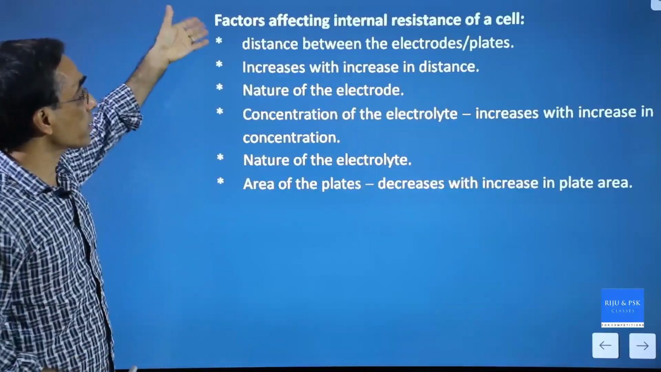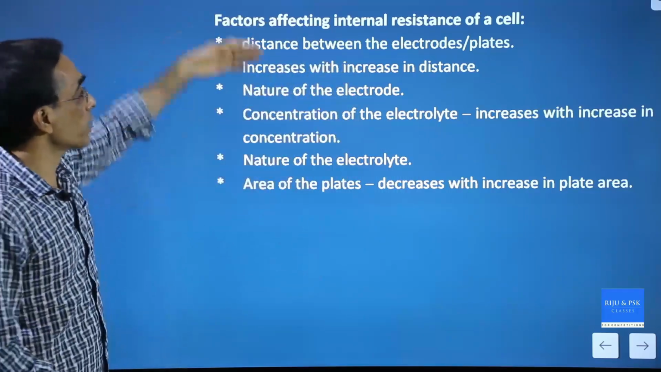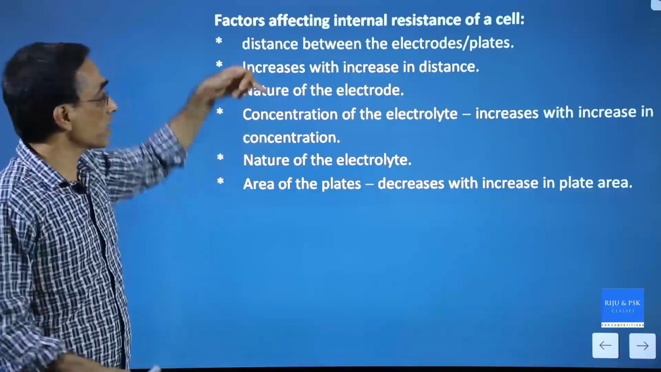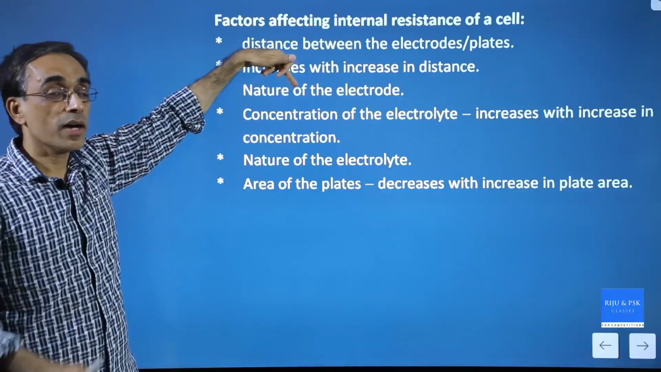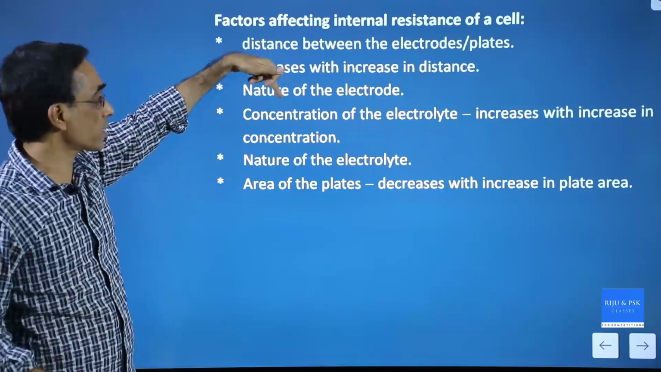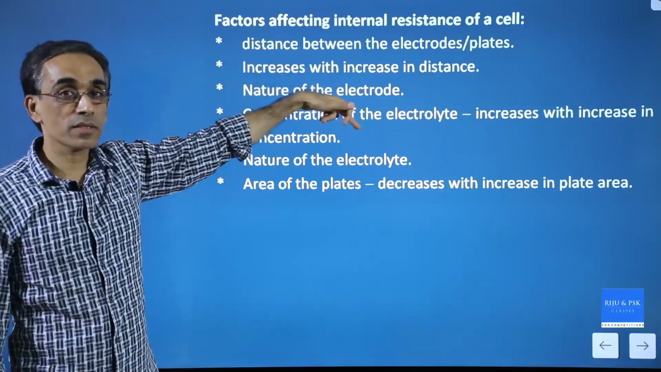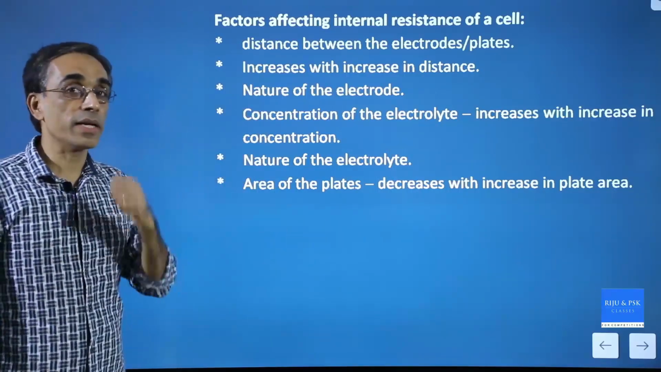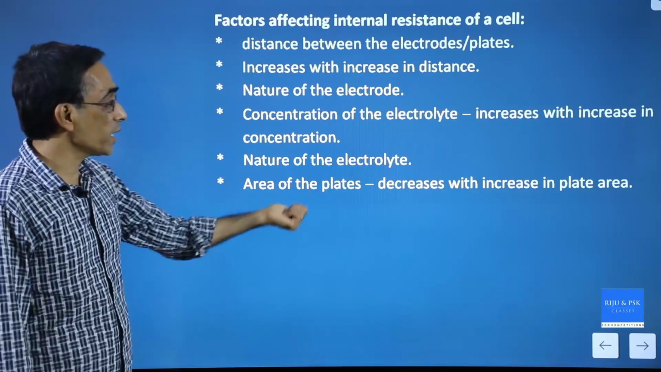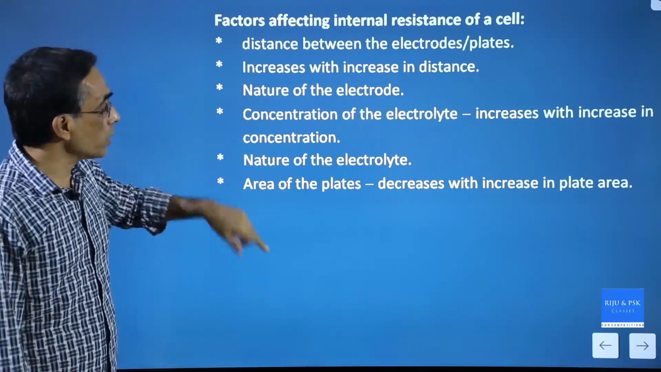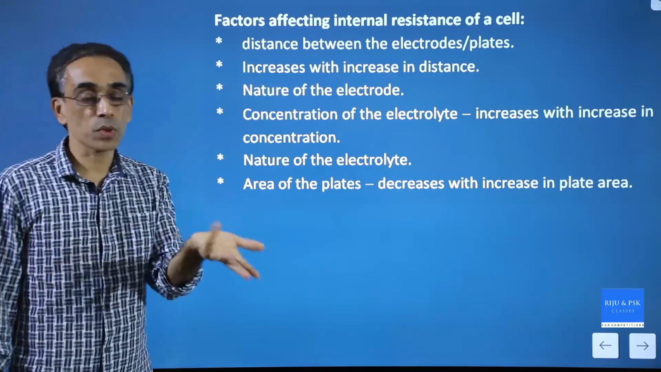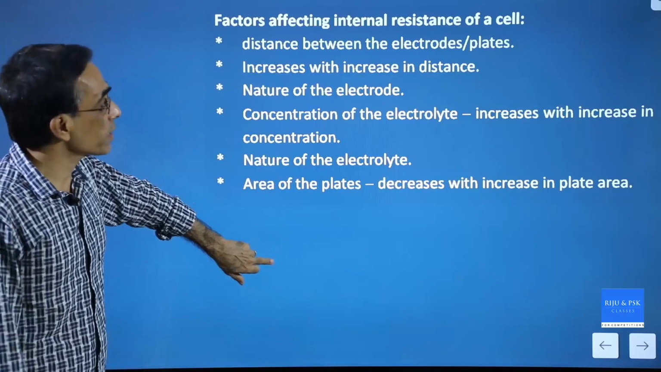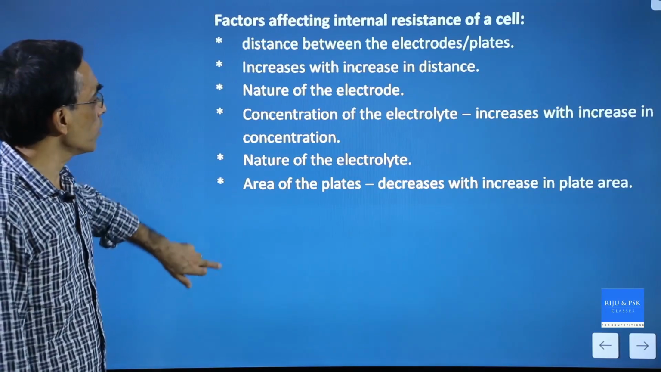So what are the factors affecting internal resistance? These are the different factors. Distance between the electrodes, the plates. Of course, when the distance increases, the resistance increases. Nature of the electrodes: which material, what is the size, what is the area, etc. Concentration of the electrolyte: when the concentration is more, resistance will be more. Nature of the electrolyte, which chemical it is, and area of the plates. Also, this will depend on the temperature. Fine. So these are the different factors affecting the internal resistance of a cell.